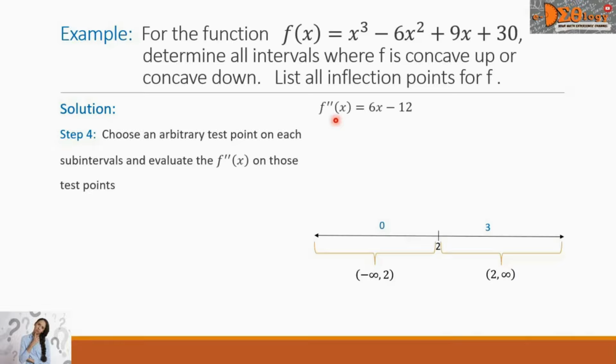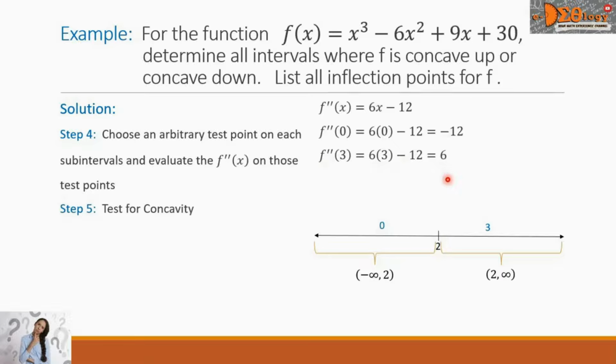The second derivative is here. Let's begin with f double prime of 0. This is equal to 6 times 0 minus 12. And the answer here is simplified into negative 12. Next is f double prime of 3. And this is equal to 6 times 3 minus 12. 6 times 3 is 18, minus 12 is positive 6.